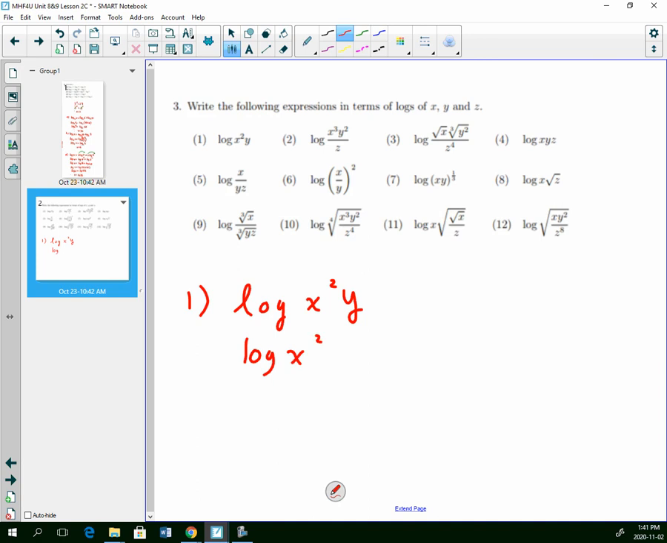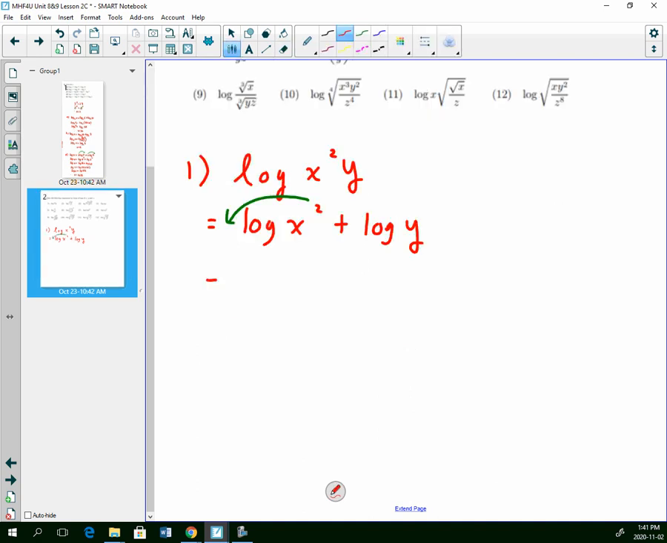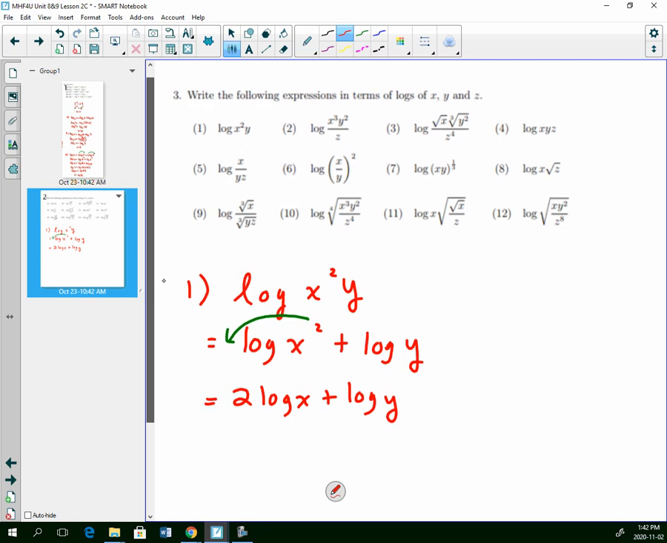So we're going to change multiplication to addition. So x squared times y is going to be log x squared plus log y. Then once we have them separated, we can bring down any exponents. All exponents need to come back down. So it'll be 2 log x plus log y. So that's all you're doing. You're just separating them, taking them apart, and writing them as individual logs.